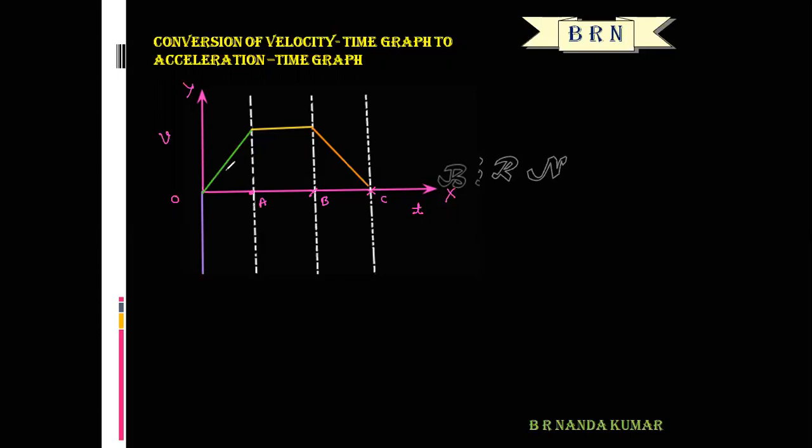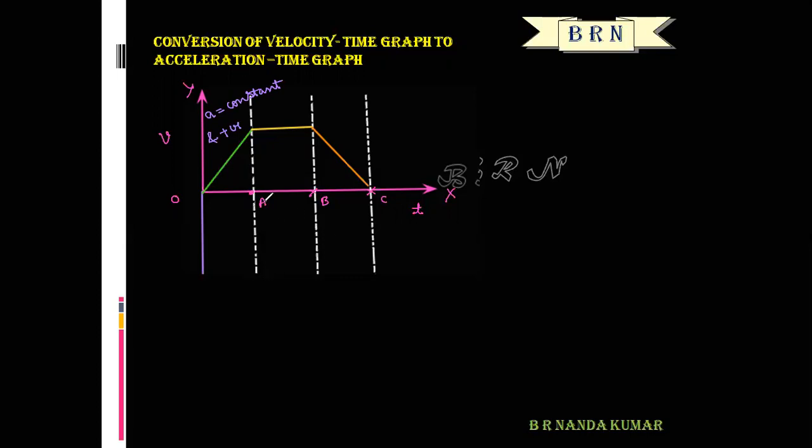That means here acceleration is constant and positive, right? From O to A, the particle velocity changes by equal amounts in equal intervals of time. So here from O to A, acceleration is constant, and that is positive, right?